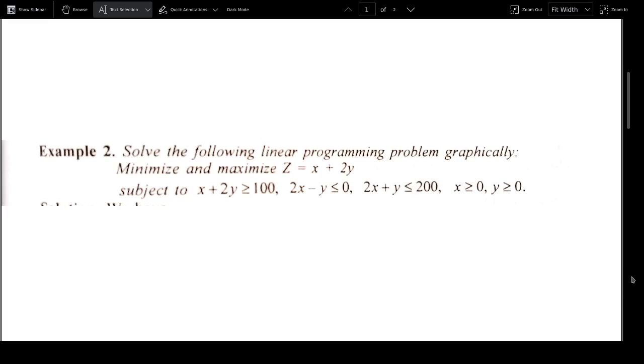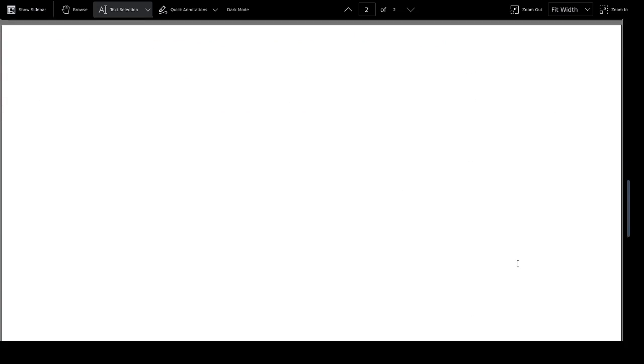After this, you will get the maximum value of 400 and the minimum value of 100. And 400 is at which point? At 0, 200, and the minimum value will be at 20, 40. You will get 100. The minimum value is 100.